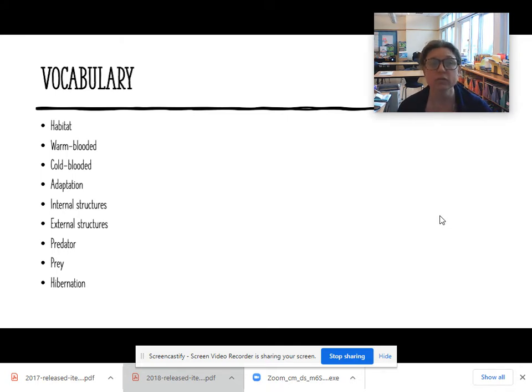So when you're doing this project, I want you to be thinking about the vocabulary that we've learned, like the words habitat, warm-blooded versus cold-blooded, internal versus external structures, prey versus predator, adaptation, hibernation. Think of these words and what structures your animal has that help it survive in its habitat.